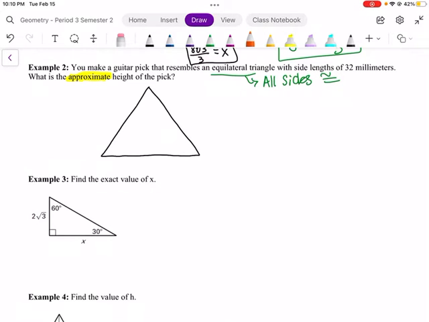So for this, we are looking for the height, which, the height of an equilateral triangle is the altitude and also the median. So it cuts that third side in half. So we know the outside is 32, 32, and the bottom was cut in half because of that altitude, which is making the height. And that's going to give us 16 for both of them.